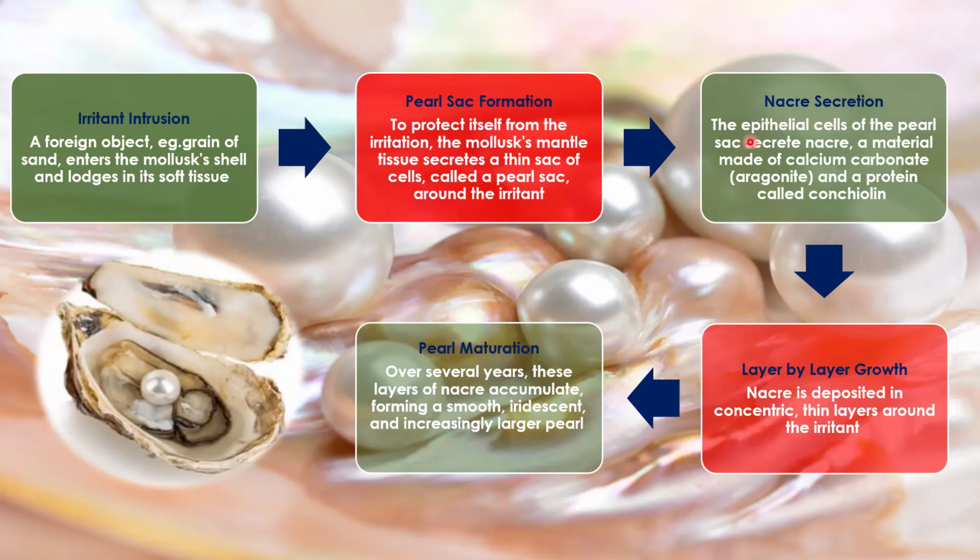Next, coming to nacre secretion, the epithelial cells of the pearl sac secrete nacre, a material made up of calcium carbonate and protein called conchiolin. Finally, the growth happens layer by layer. The nacre is deposited in concentric thin layers around the irritant, and over several years, probably 2.5 to 3 years, these layers of nacre accumulate, forming a smooth, iridescent, and increasingly larger pearl.